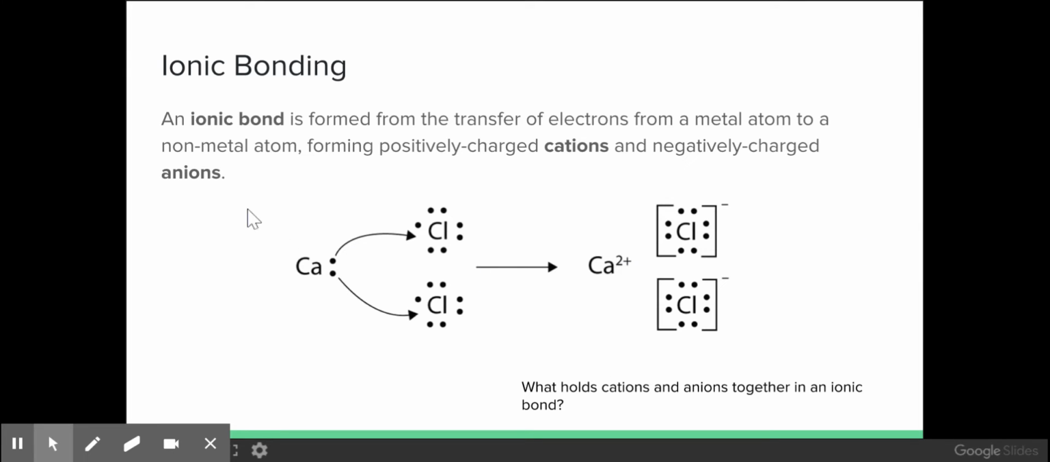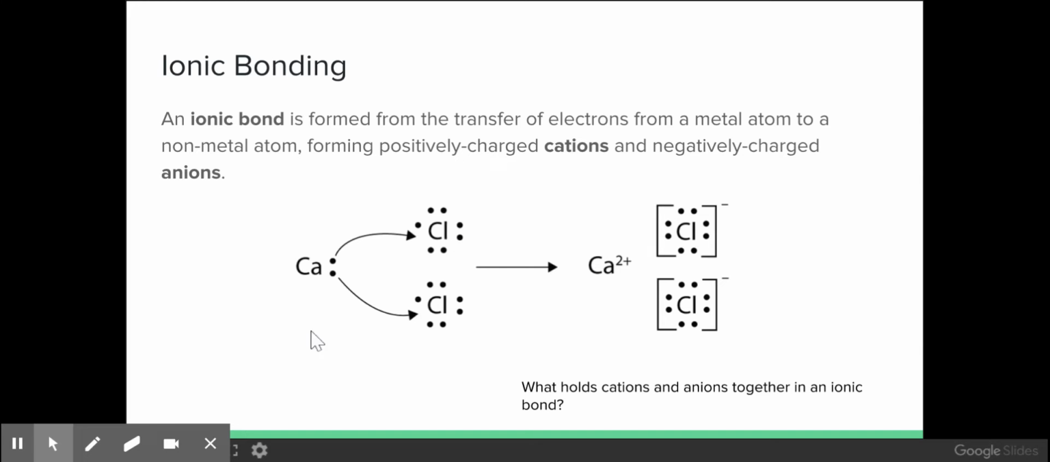An ionic bond is formed when you have a very large electronegativity difference between the two elements that are partaking in the chemical bond. Calcium is a metal, chlorine is a nonmetal, and calcium gives its electrons to chlorine, and this completes the outer shell of actually both sets of ions.